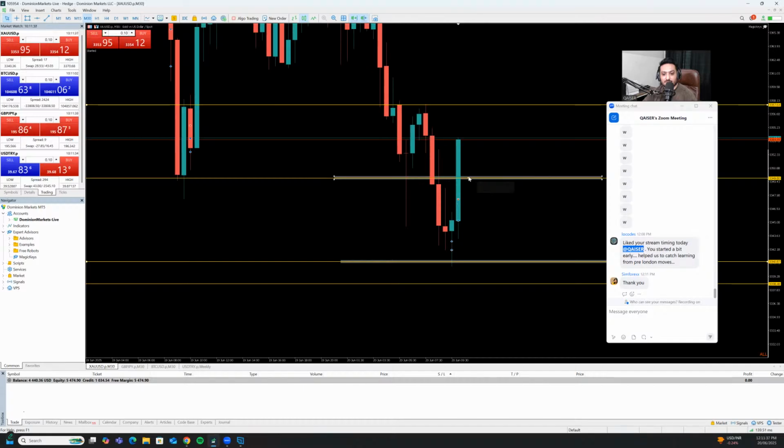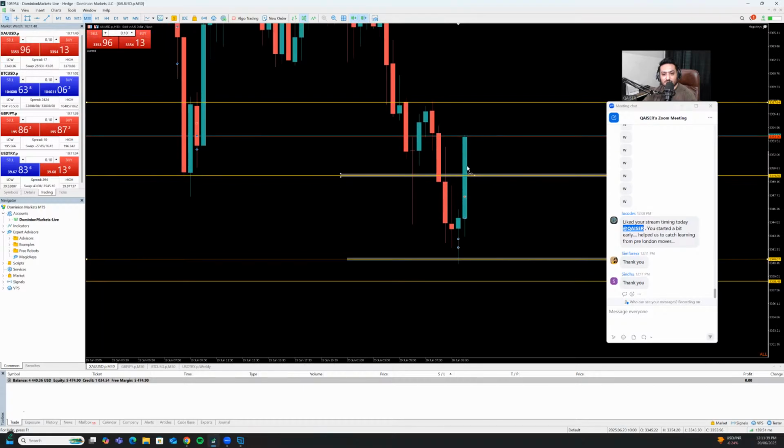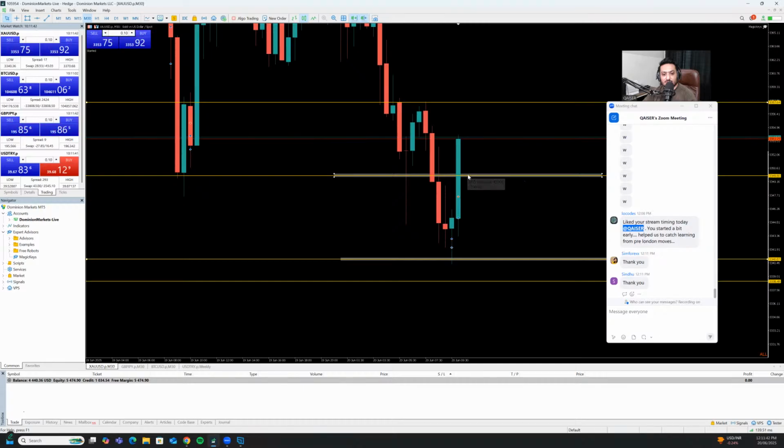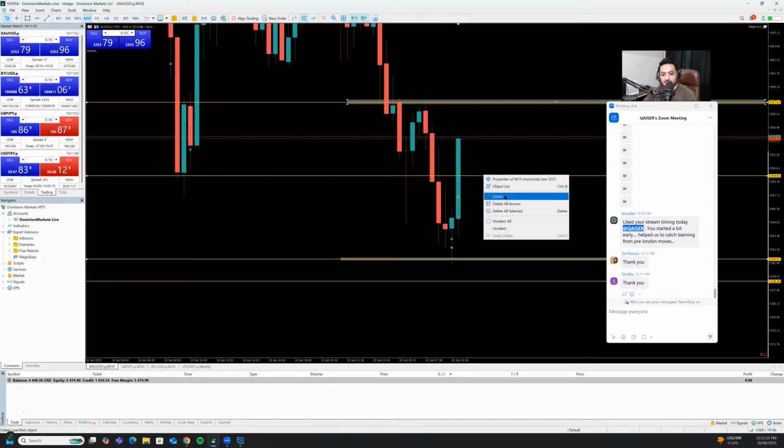The next resistance now will be somewhere here. Just need to readjust the zones. Just wait for this candle to close and then readjust the zones.